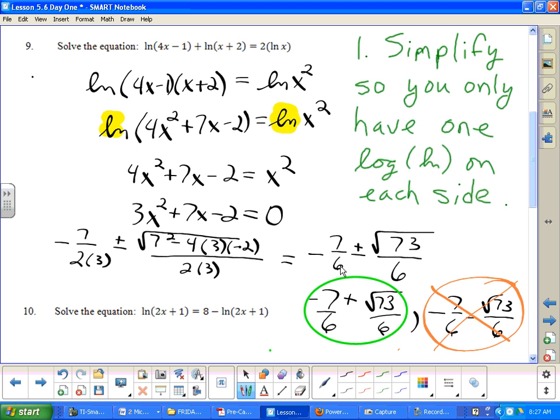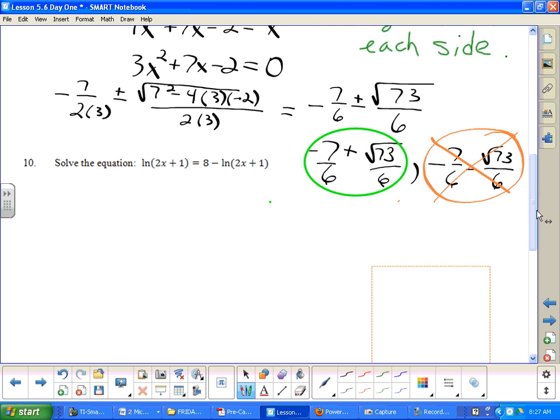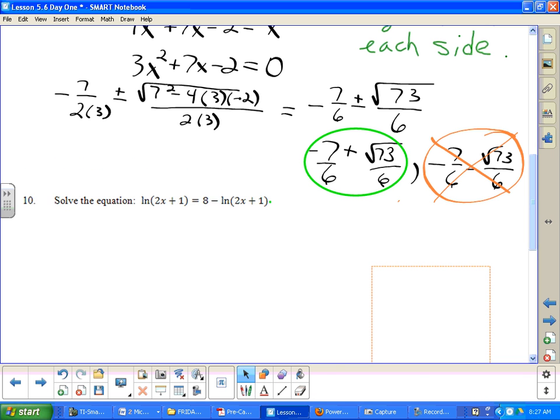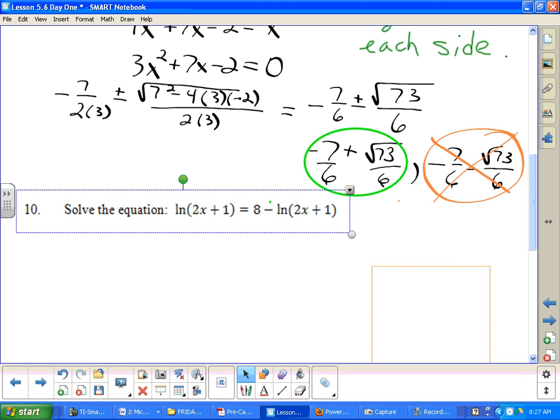So when you're solving logarithmic equations, you have to check to make sure that your answers work. And basically all that check is determining whether it's positive or negative.